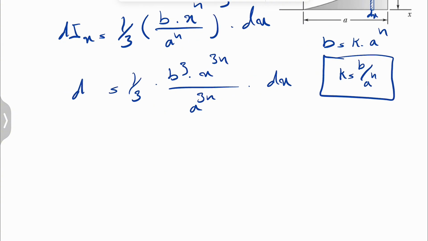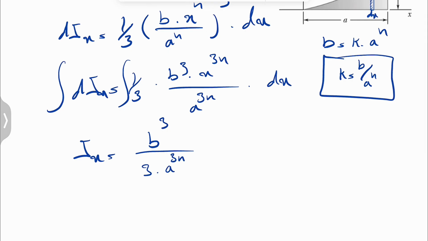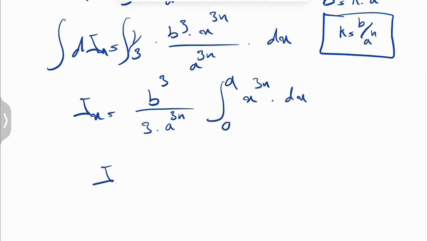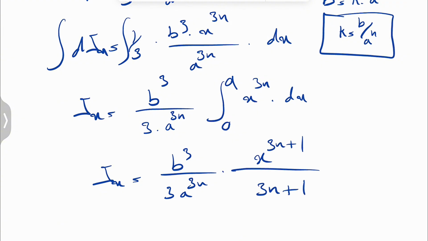And now we can do the integral on each side. If we do that, Ix is equal to, we can bring all the constants out of the integral, so b cubed over 3a to the power of 3n, and we have the integral of x to the 3n dx, and we can see that x starts from 0 to a. All right, so for doing the integral, all the constants stay the same, and for x to the 3n we basically have x to the power of 3n plus 1 over 3n plus 1.